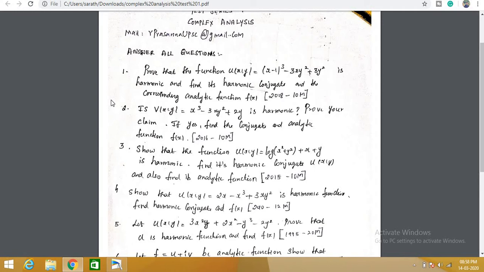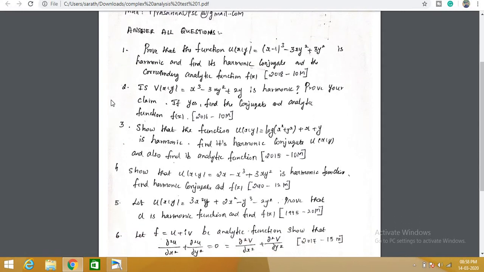In order to find the harmonic conjugate, you first find the analytic function using the Milne-Thomson method. After finding the analytic function, you replace z with x plus iy and separate the real part and imaginary part, and the imaginary part is the harmonic conjugate, which is v. So we have to find v and f of z. You find f of z first, put z equal to x plus iy, and separate the real and imaginary parts, and the imaginary part is the required answer for the harmonic conjugate. So you can solve all the questions on your own.